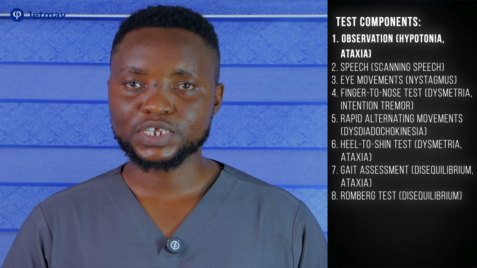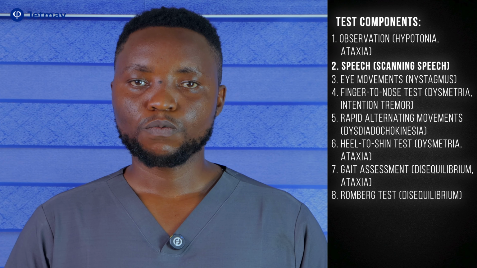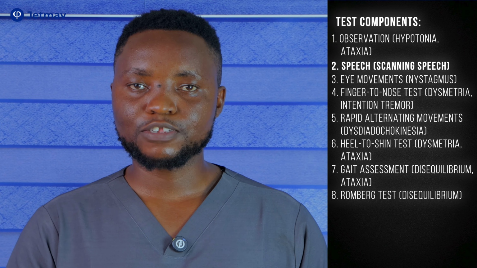Now, in a cerebellar examination, we'll try to observe or try to elicit signs that will help us check if any of these classic signs are present. Now, there are 8 components of the cerebellar examination generally. The first one is general observation, where we're going to observe the patient for hypotonia, maybe ataxia. Then the next one is the speech assessment, where we'll try to observe the scanning speech we talked about.